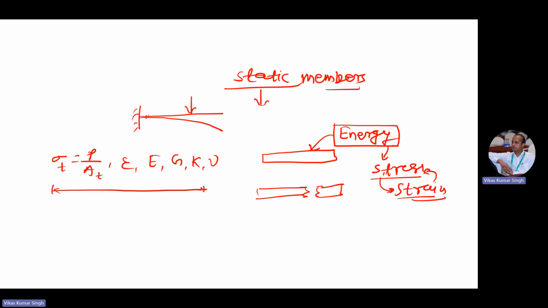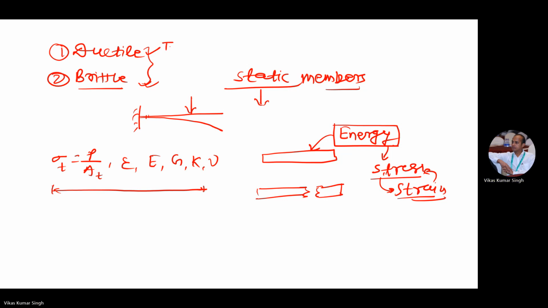In our syllabus we have two types of material: one is ductile material and another is brittle material. In this syllabus we are going to discuss these two. For ductile material, researchers have developed one kind of theory, and for brittle material, a different kind of theory. One of the most important theories was the Tresca theory.